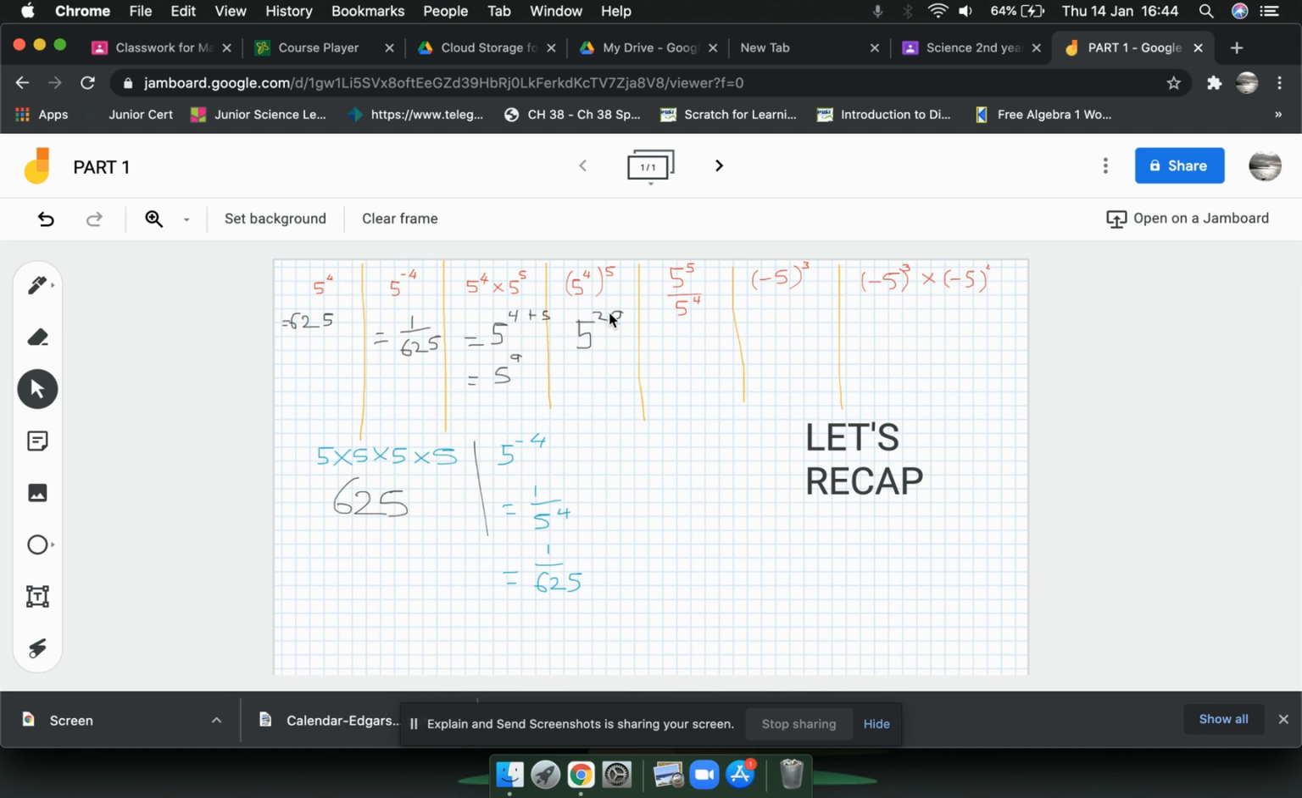Or you could just actually multiply the 4 by the 5. Remember, multiplication is quick addition. So our answer there is 5 to the power of 20.